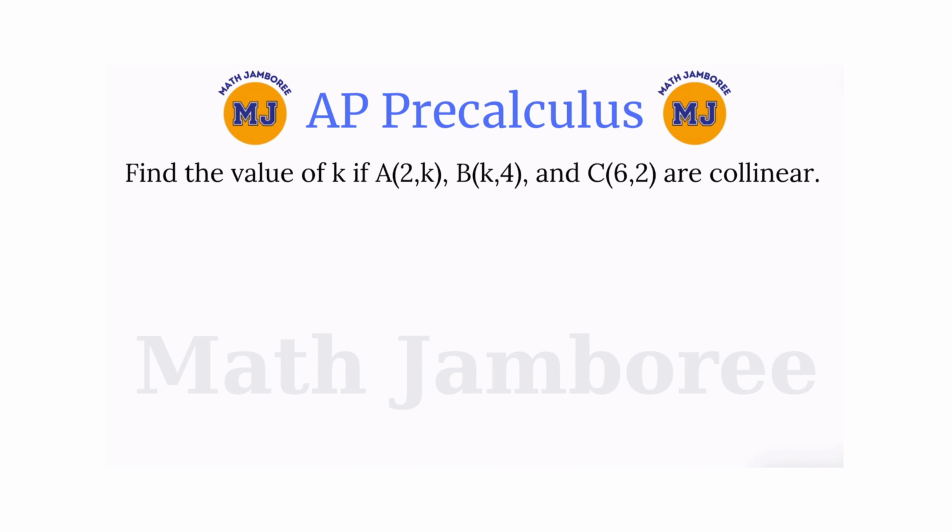In this video, we have a Precalculus type of question from the topic of Analytic Study of Lines. Let's solve it together. Find the value of k if A is (2, k), B is (k, 4), and C is (6, 2) are collinear. If these three points are collinear, that means that they are on the same line and they must have the same slope. This line should have the same slope.